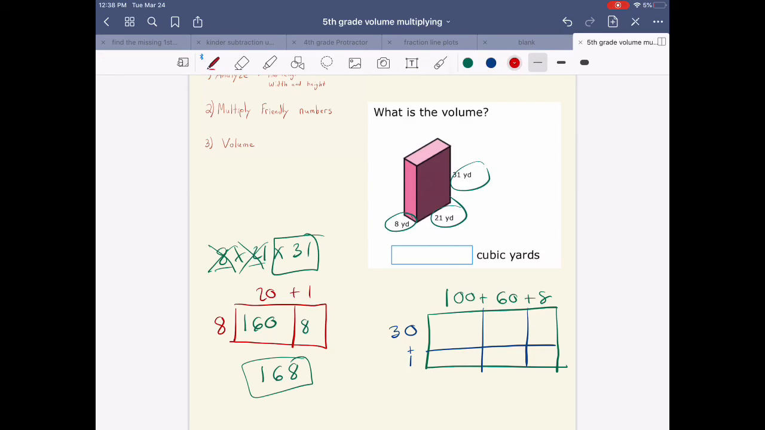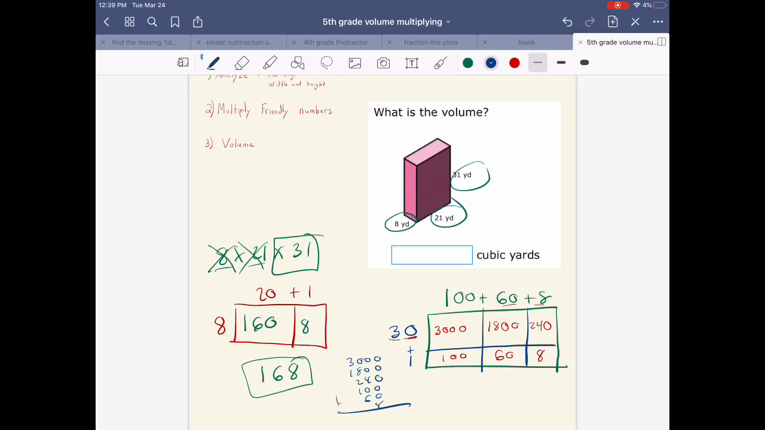So here I go. 30 times 100, that's 3,000. 30 times 60, 3 times 6 is 18, and I have 2 zeros, so that's 1,800. 3 times 8 is 24, and I have 1 zero. Okay, that was the hardest part to multiply. This part's easy. 1 times 100, 1 times 60, and 1 times 8. Now, to find the answer, I just got to add those up. So I have 3,000 plus 1,800 plus 240 plus 100 plus 60 and 8.